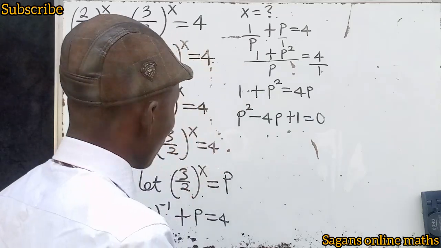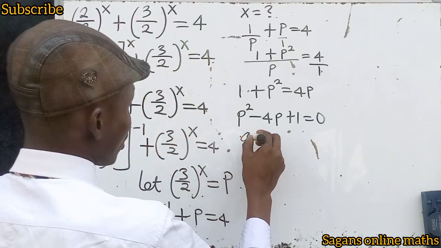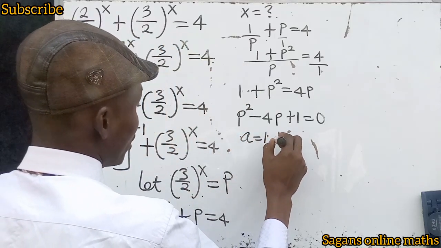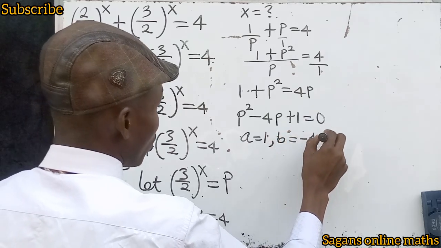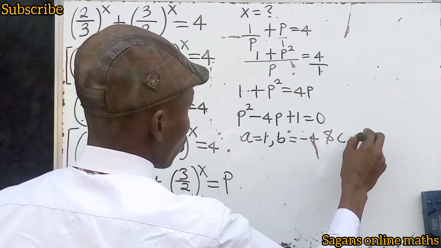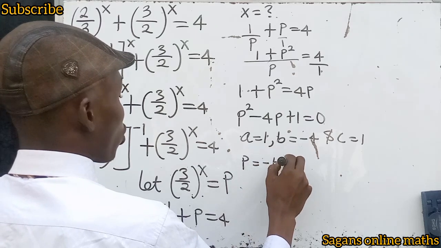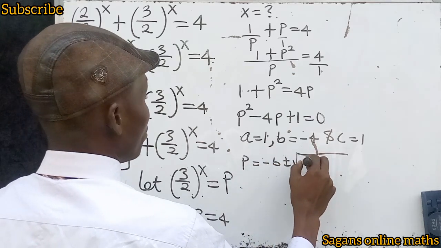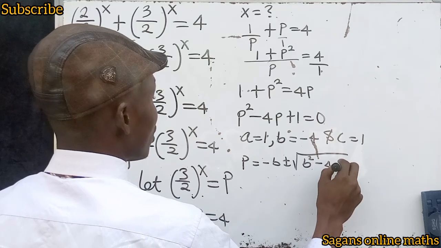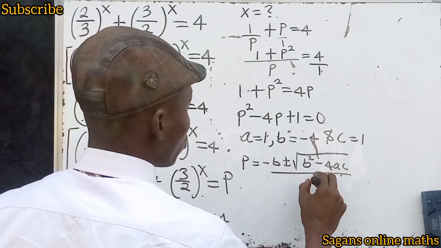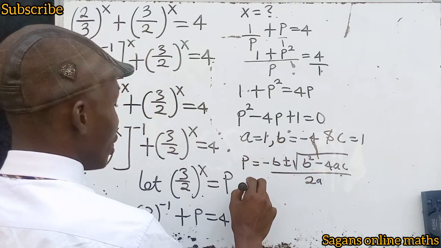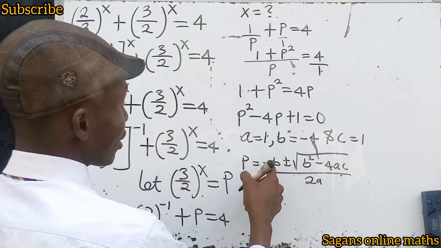Now, from this, our a is equal to 1, and our b is equal to minus 4. Our c is equal to 1. That means p is equal to minus b plus or minus the square root of b square minus 4ac, divided by 2a. Now our p will be equal to minus b. So minus times minus will give us plus.